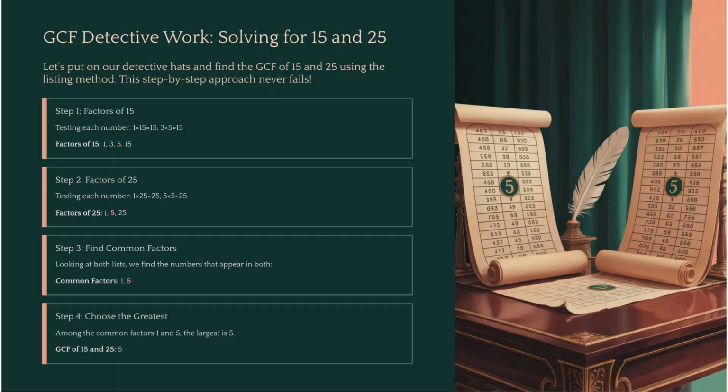Let's find the GCF of 15 and 25 in example 4. The factors of 15 are 1, 3, 5, 15. The factors of 25 are 1, 5, 25. The common factors are 1 and 5. Since 5 is the largest number in the common list, the GCF is 5. This means 5 is the largest number that divides into both 15 and 25 evenly.